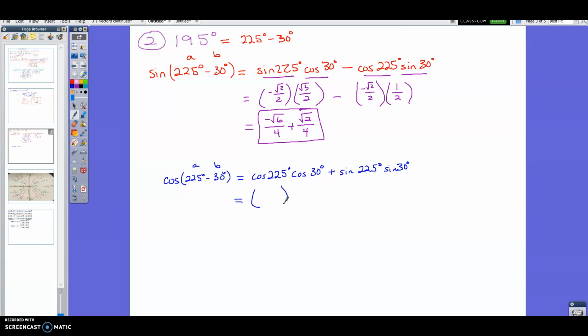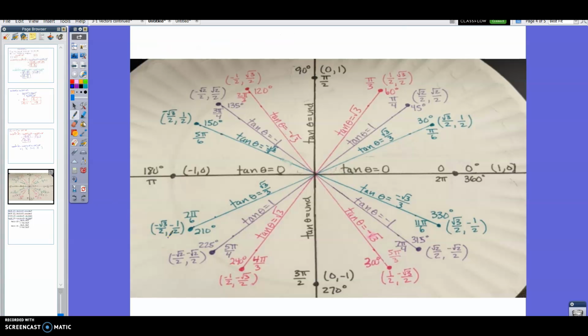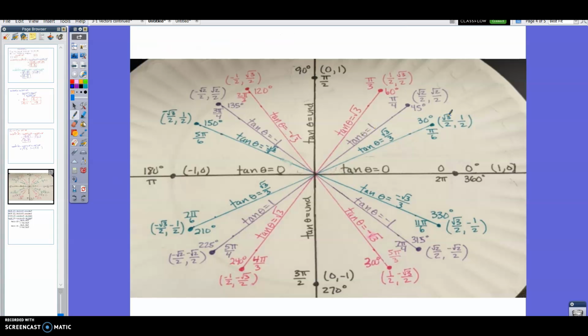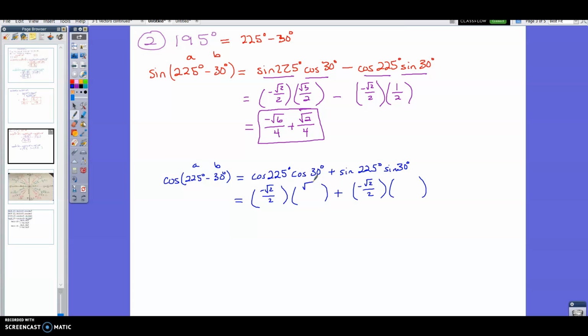So again, we're going to replace our cosine and sine values with the x and y values of our unit circle. Cosine the x value, sine the y value. So we'll look at 225 first. So the cosine value there is negative square root of 2 over 2, and the sine value is negative square root of 2 over 2 as well. So we'll fill both of those in. Now we're going to do the same thing for 30, so we're going to put the x value here and the y value here. So the x value at 30 degrees is square root of 3 over 2, the y value is 1/2. So the cosine is the square root of 3 over 2, sine is 1/2.